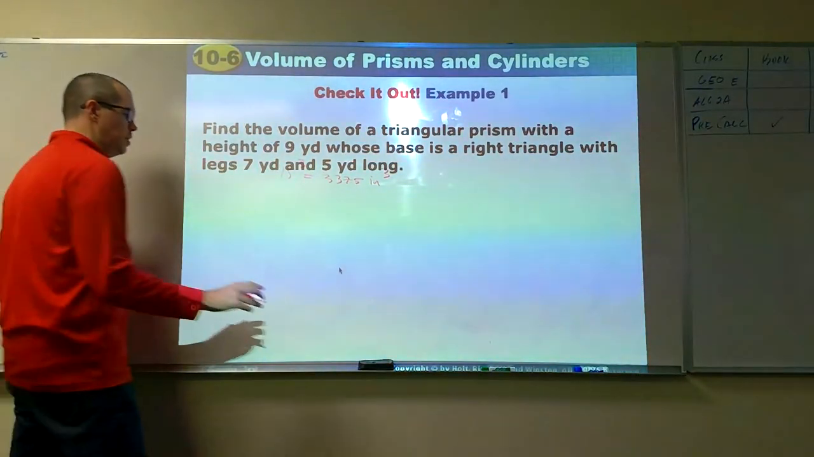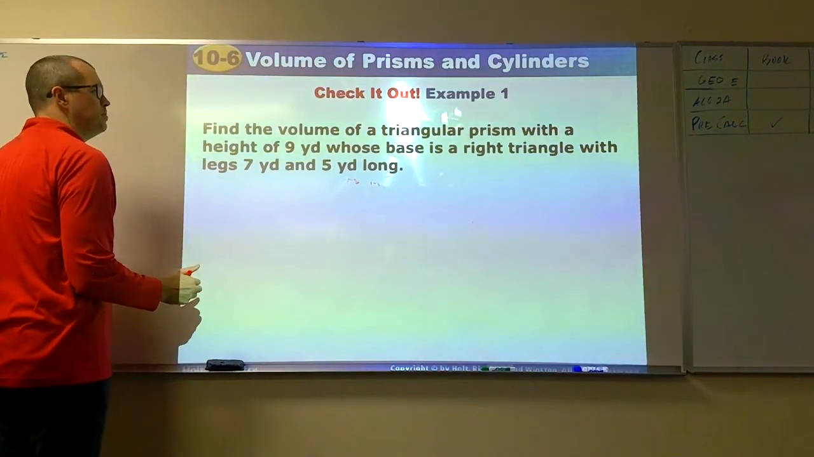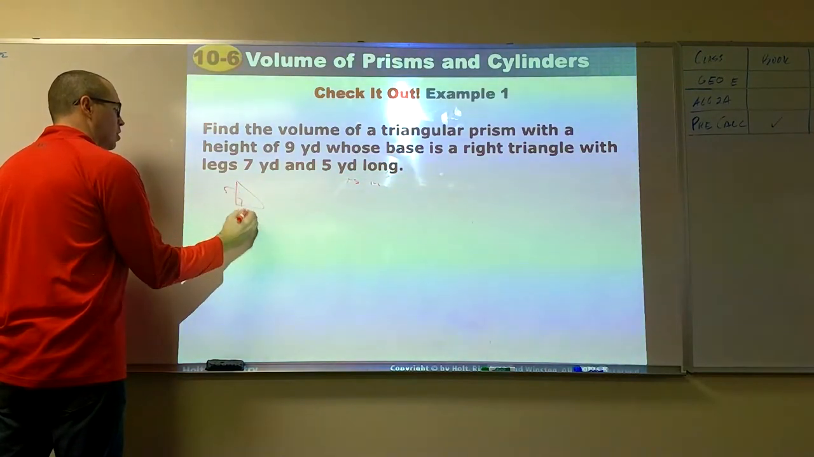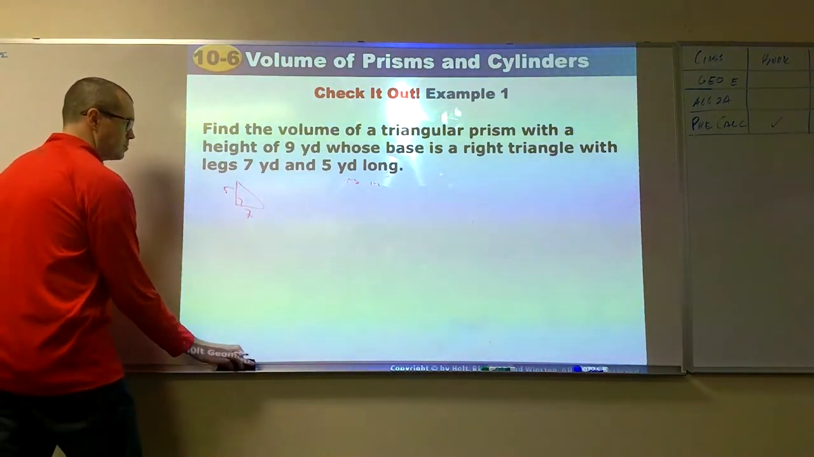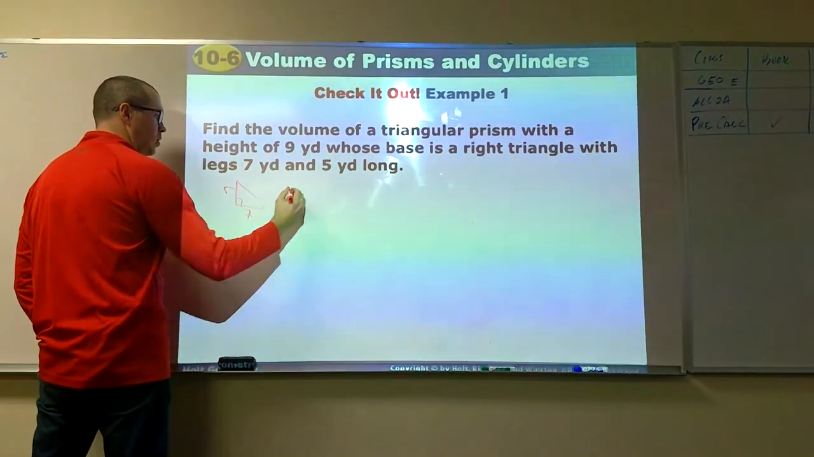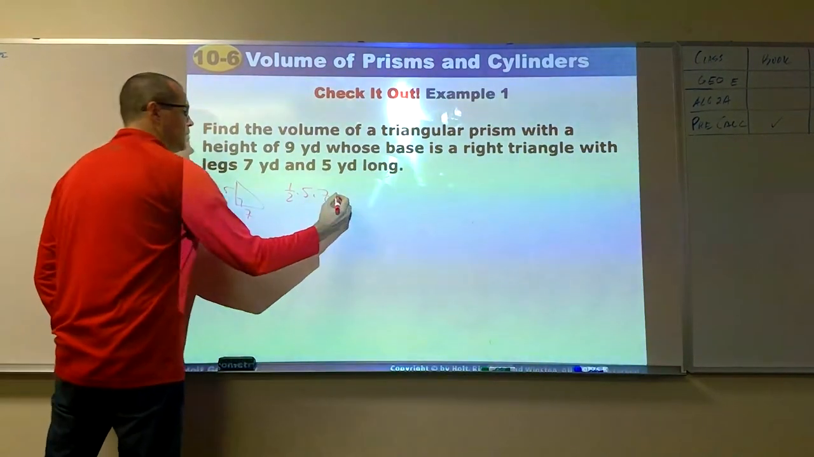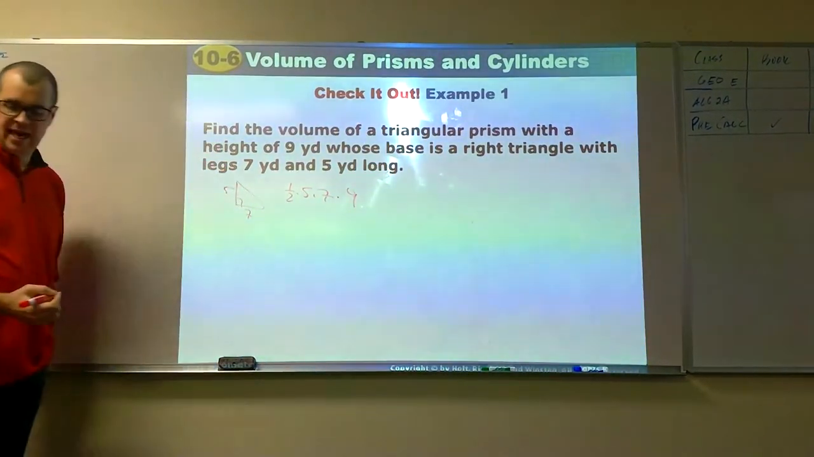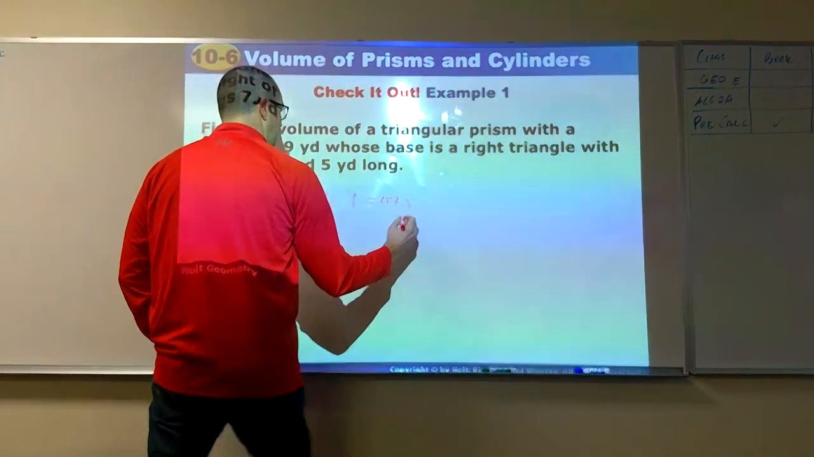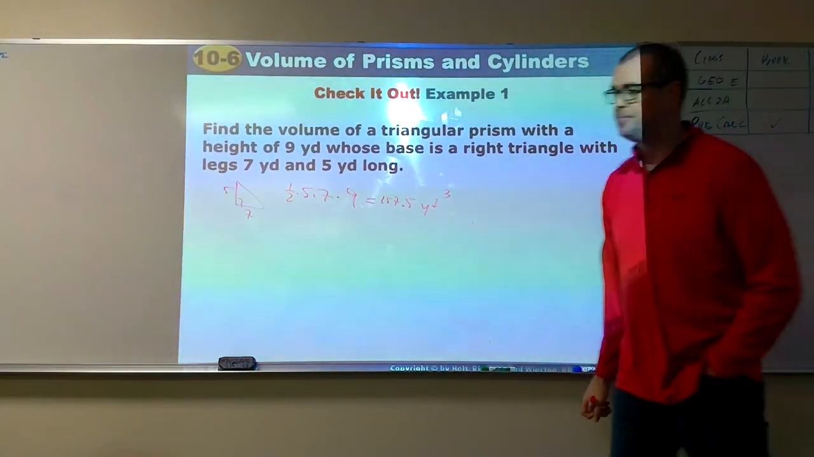Find the volume of a triangular prism with a height of 9, whose base is a right triangle with legs of 5 and 7. So we take the area of the base. The area is this triangle, so half times base times height, which is 5 by 7, times the height of the prism, which is 9. That comes out to be 157.5 yards cubed, because we are now dealing with volume. Okay?